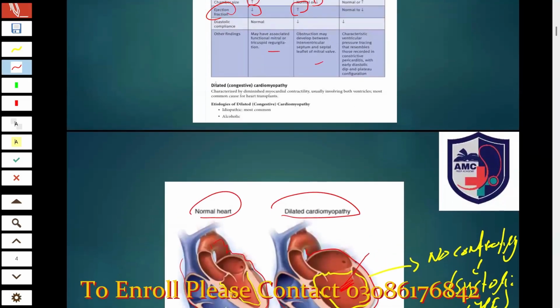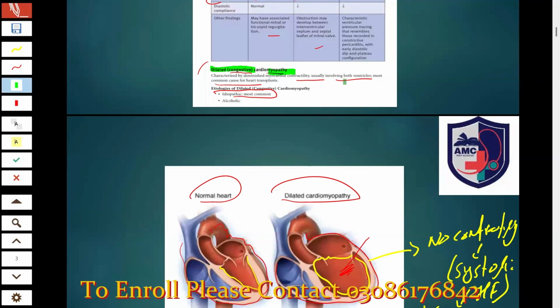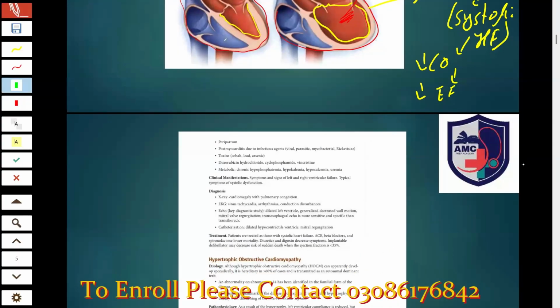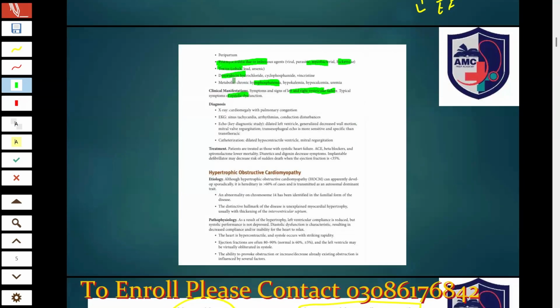So further we will discuss. And this is dilation. I think you can read it in your own time. Just quickly, dilated cardiomyopathy usually involves both ventricles, is a common cause of heart transplantation, and mostly it is idiopathic. 80% idiopathic, and sometimes alcohol will be the cause, and post-carditis due to infection. Toxins like doxorubicin, metabolic causes as well. The clinical features will be the symptoms and signs of left and right ventricular failure, typical systolic failure.